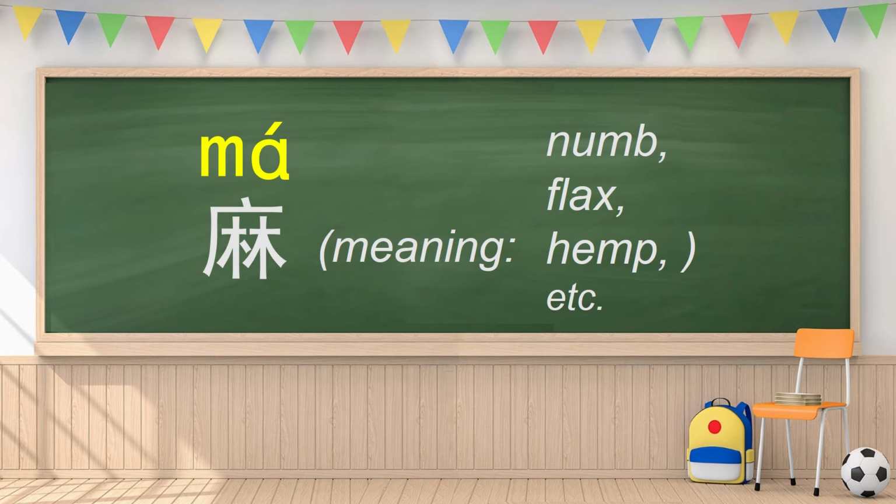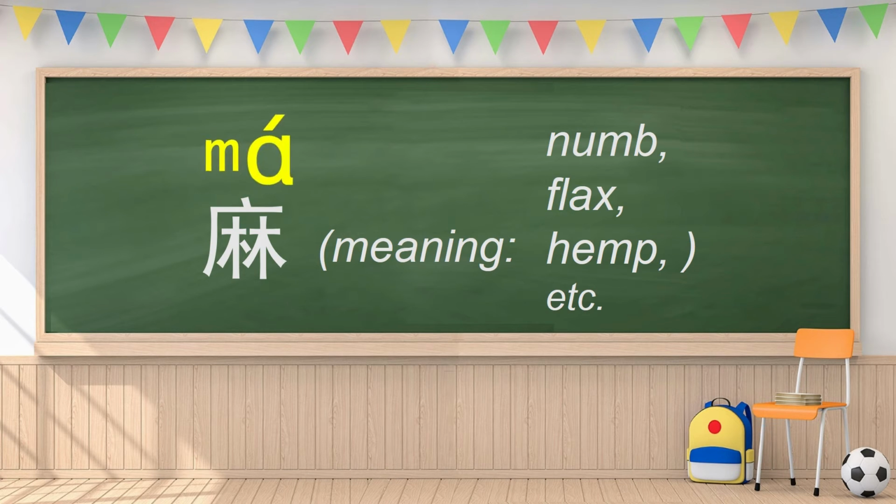An example of the second tone is the character ma, which means numb, flax, hemp, etc. You can follow me if you would like to. Má, má, má. Let's say it 3 times.